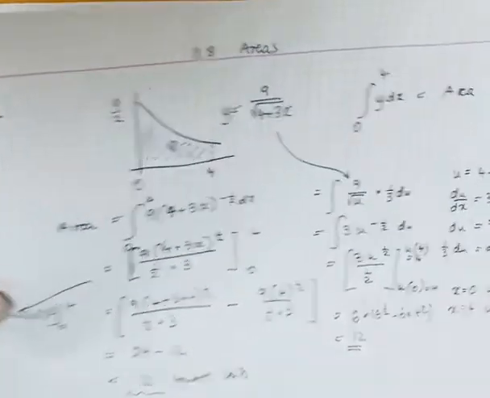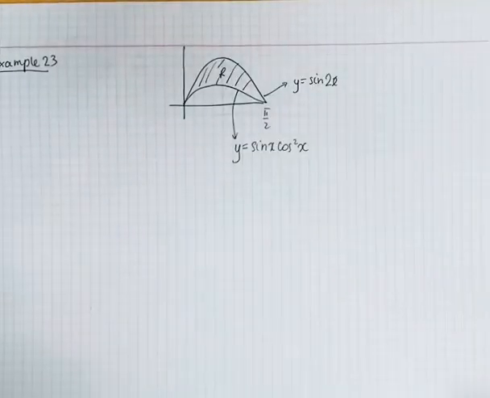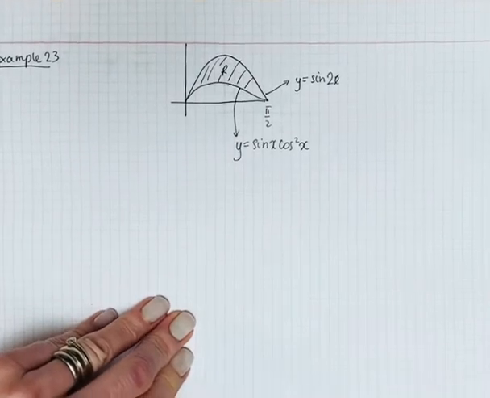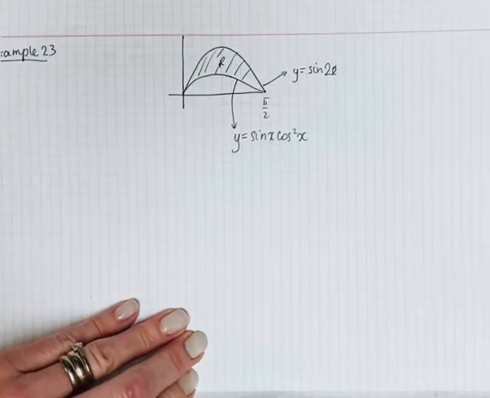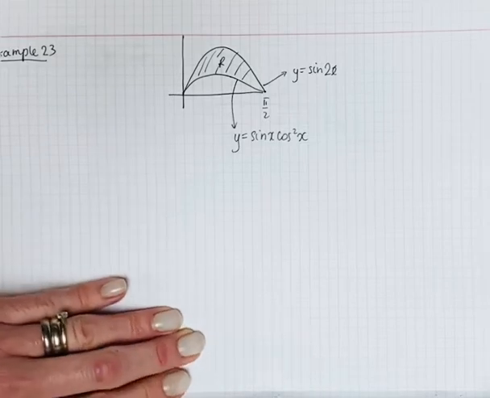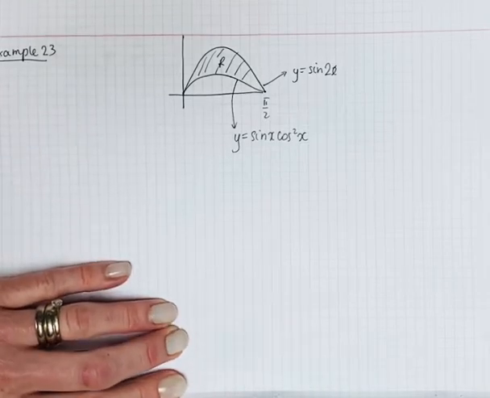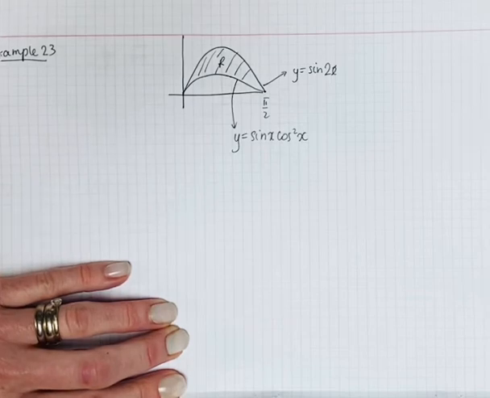Okay, so example 23. Now, we've met the idea of finding the area trapped between a curve and a straight line in year 12 maths. Now, in this course, in year 2, you might need to find the area trapped between two curves. The idea is exactly the same.